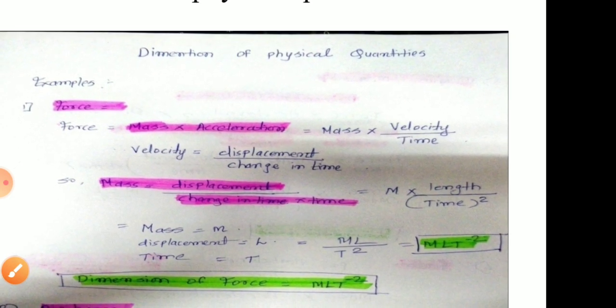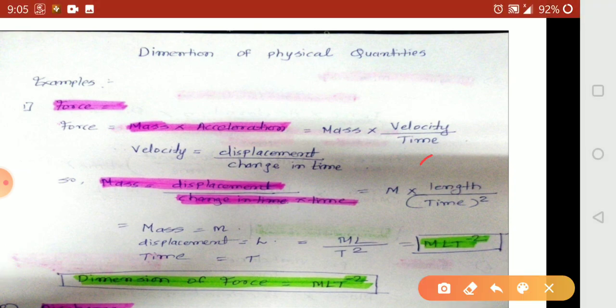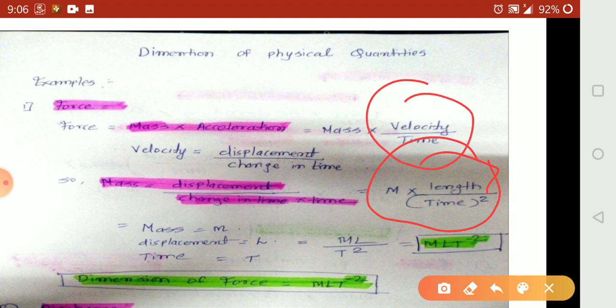You can see a mass into, so what is the mass? M into displacement, we measured in length, whereas time we measured in t square. Why square? Because acceleration's formula is velocity upon time, that's why change in time into time, that is a time square.